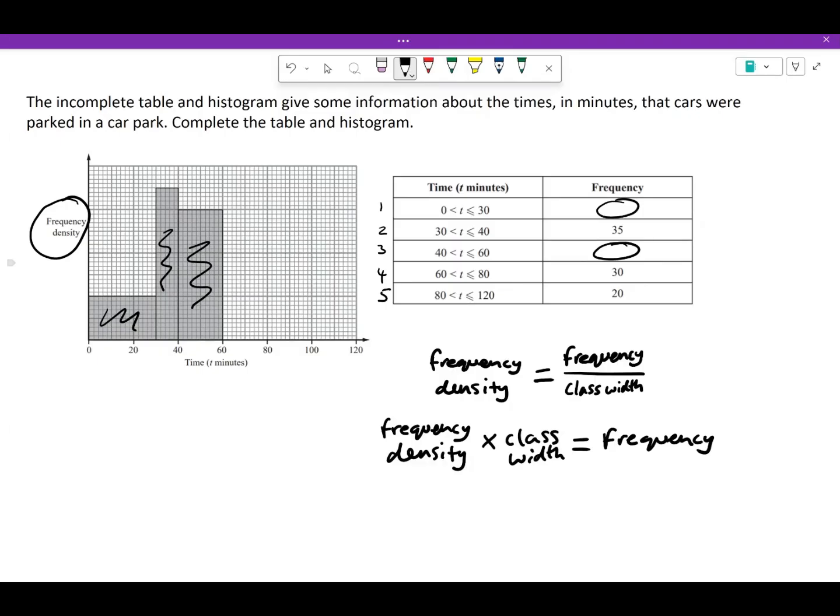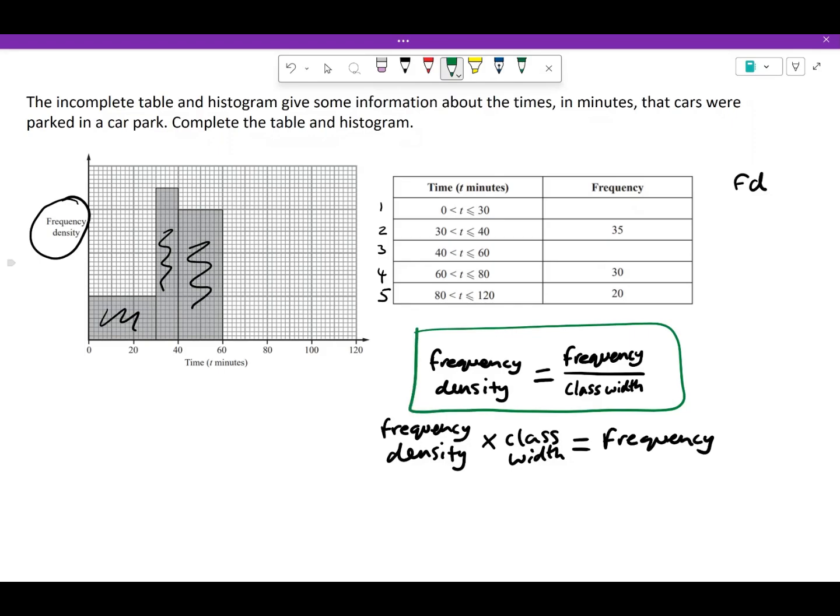Now, in any histogram question, what you're going to want to do is to go to your frequency table and create another column for our frequency density. So I'm just going to write FD to indicate frequency density. And then what I would do next is go to any row in your table and, if it's possible, calculate the frequency density. So we're going to make use of this formula here, which is the frequency divided by the class width. So if we look at the first row in our table, because we don't have the frequency here, we can't calculate the frequency density.